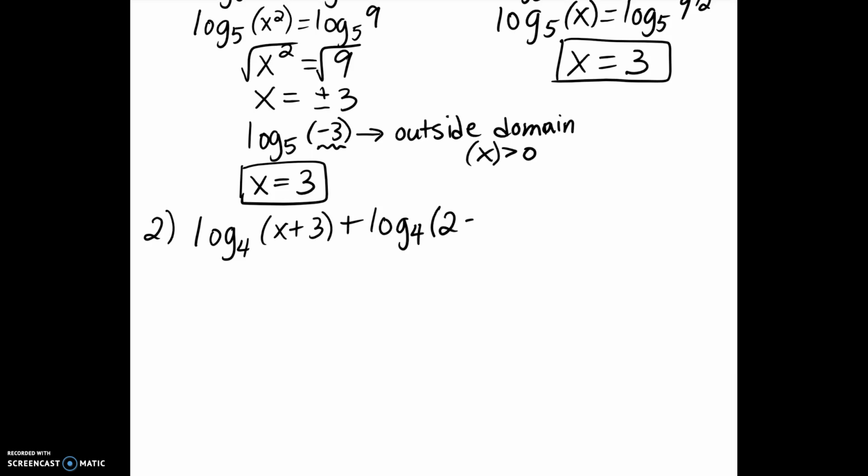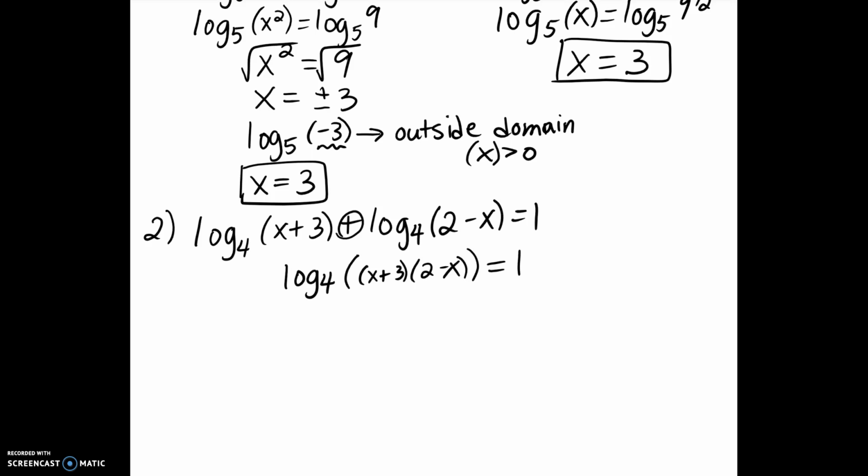Great timing. All right, so product property, we will be combining, and then we also are going to need to switch to exponential form in this one as well. So we have addition here. We're going to combine into one logarithm, which will be important for any solving. And then we're going to be multiplying x plus 3 times 2 minus x.